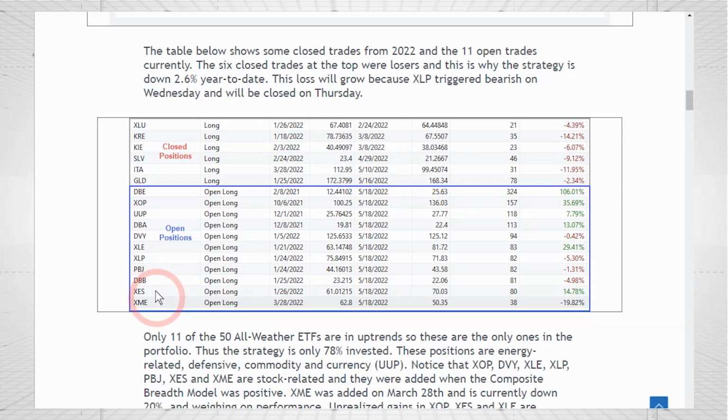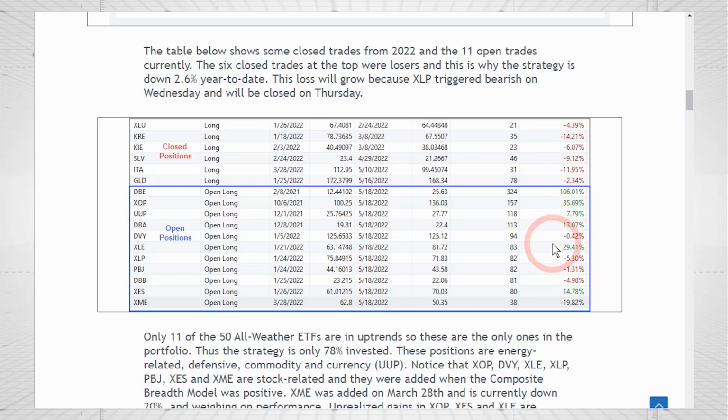And you notice that there are some stock-related ETFs. The reason they're in there is because they got their bullish signals when the composite breadth model was bullish. So in late January, the composite breadth model was bullish, which is why XLP was entered. And in late March, the composite breadth model was bullish, which is why XME was entered. Now that position is in a drawdown. It's down 20%, but it's being offset by big gains up there in XLE, 30%, DBA, 13%, even the dollar's up 8.8%, and then some big gains in other energy ETFs.